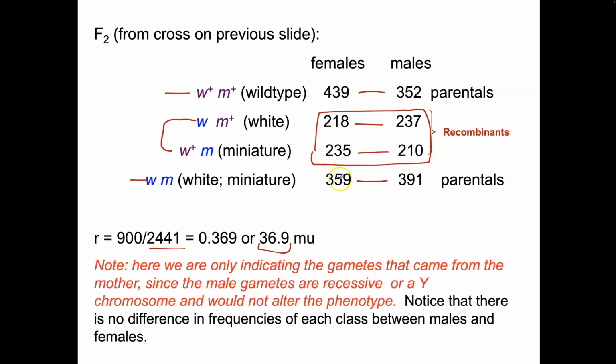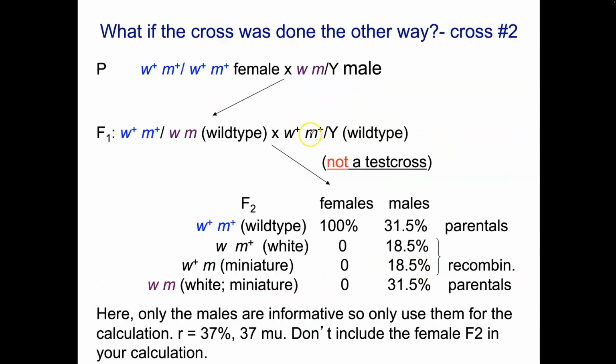The key here is there's no difference between the males and the females in this case. And you could do this same thing with 3 genes, with the non-crossover, the single crossover, and the double crossover, etc. categories. So you could do all the same analysis.